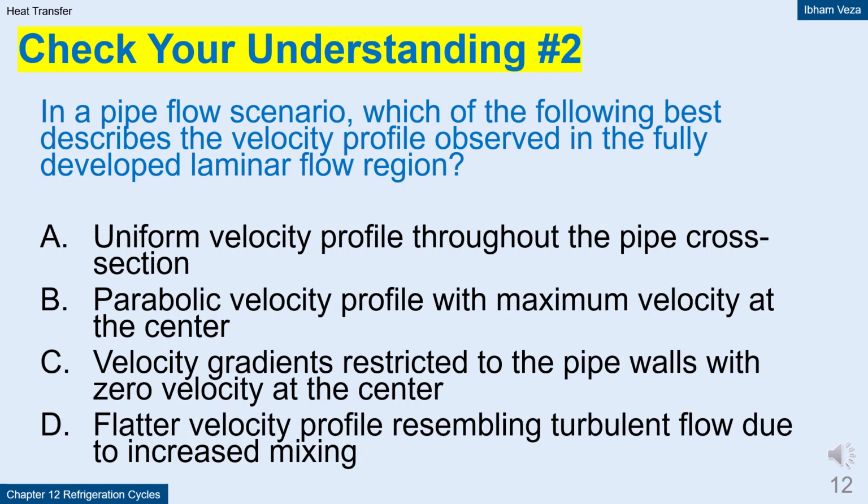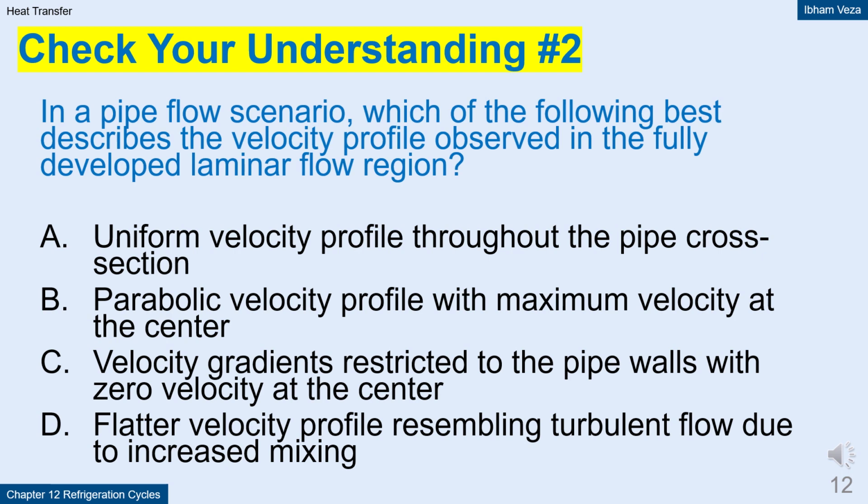Correct answer, B. Parabolic velocity profile with maximum velocity at the center. Explanation of incorrect options. A. Uniform velocity profile throughout the pipe cross-section. This describes the initial core region with a uniform velocity distribution, which is observed before the boundary layer starts developing. It does not represent the fully developed laminar flow stage.